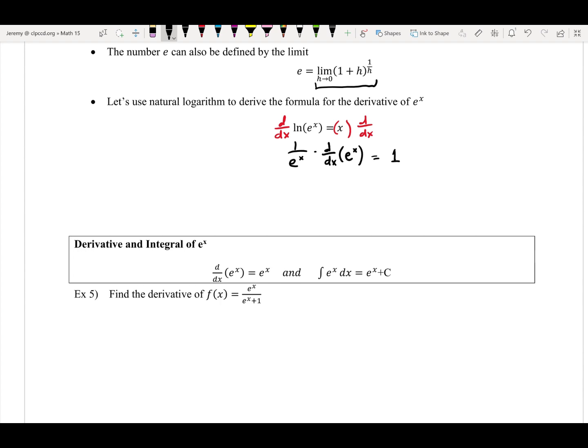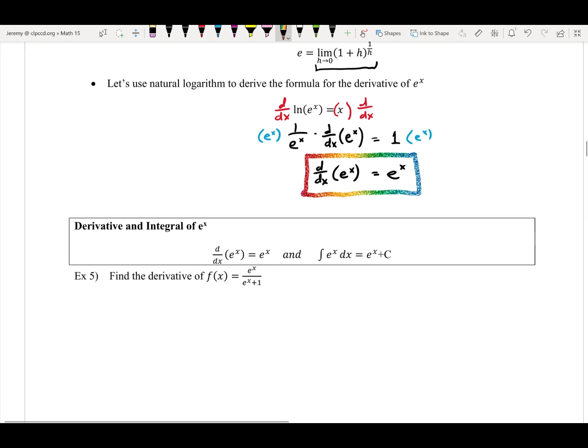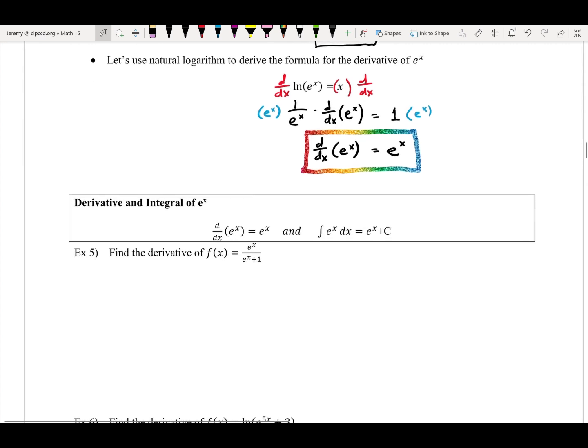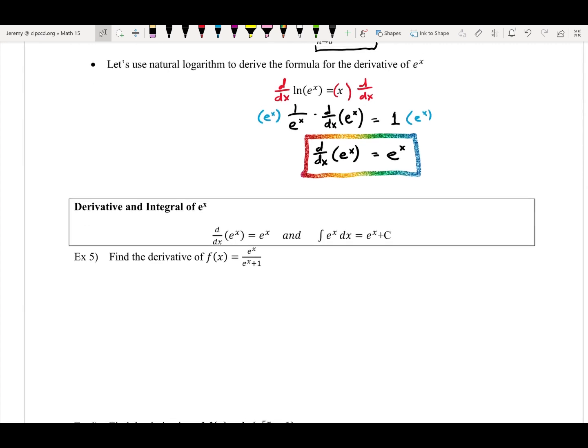Okay. And now I'm just going to solve for the derivative of e to the x. So I'll multiply both sides by e to the x. And we are just left with d dx e to the x is equal to e to the x. And there it is. All right, and yet another reason why Euler's number and the natural exponential function are really interesting and special. It is its own derivative. The derivative of e to the x with respect to x is e to the x.